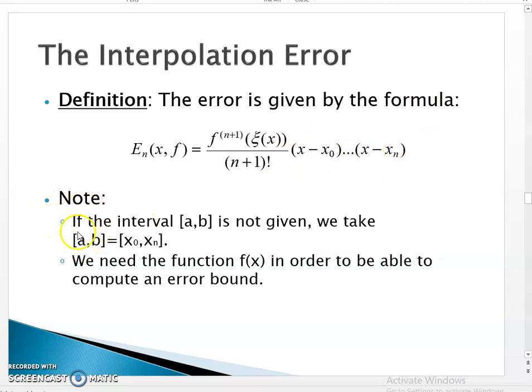So you need to pay attention to this: if the interval a and b is not given, it therefore means that we take a and b to be x0 and xn. So we need the function in order to be able to compute an error bound. At the end of this video, you should be able to know how to compute an error bound and how to find the interpolating error of any polynomial.